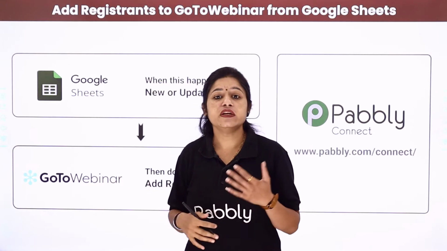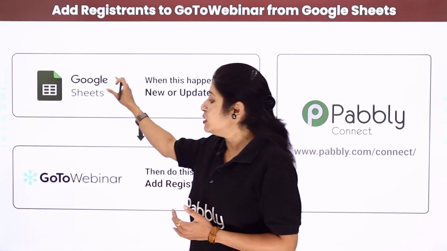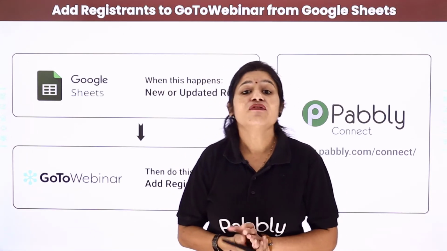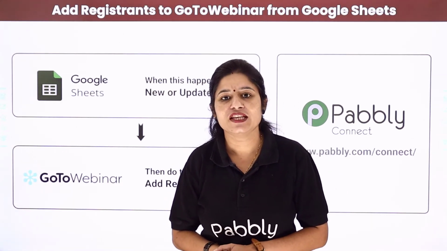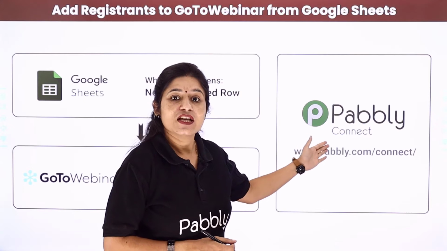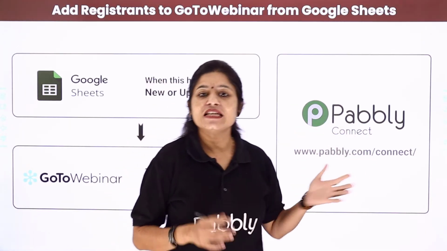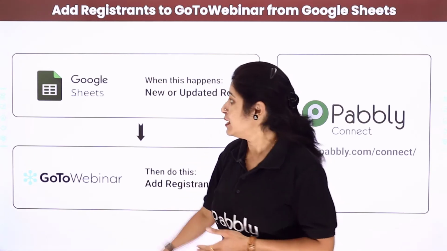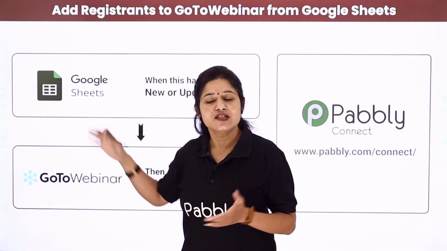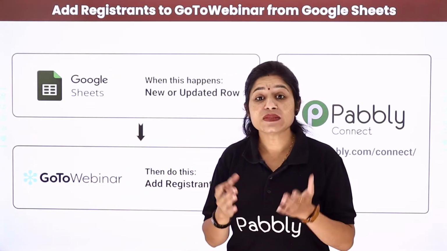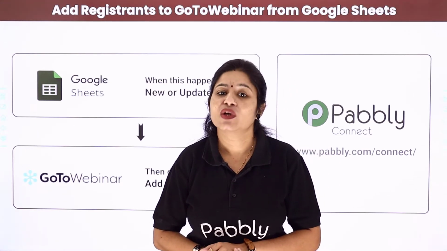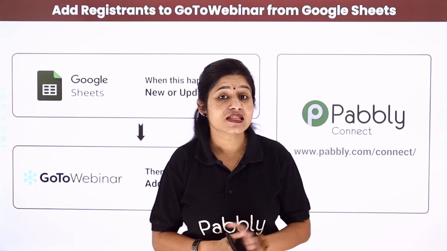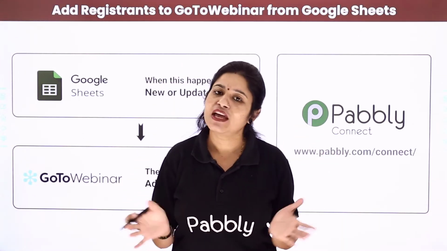For this, we need to create a connection between Google Sheets and GoToWebinar. And in order to create a connection, we are going to use a software application named Pabbly Connect. Pabbly Connect is an automation and integration software which will help us integrate both these software applications automatically. The best part is it doesn't require any coding skills or programming knowledge. Even a non-technical person can use this software application very easily.